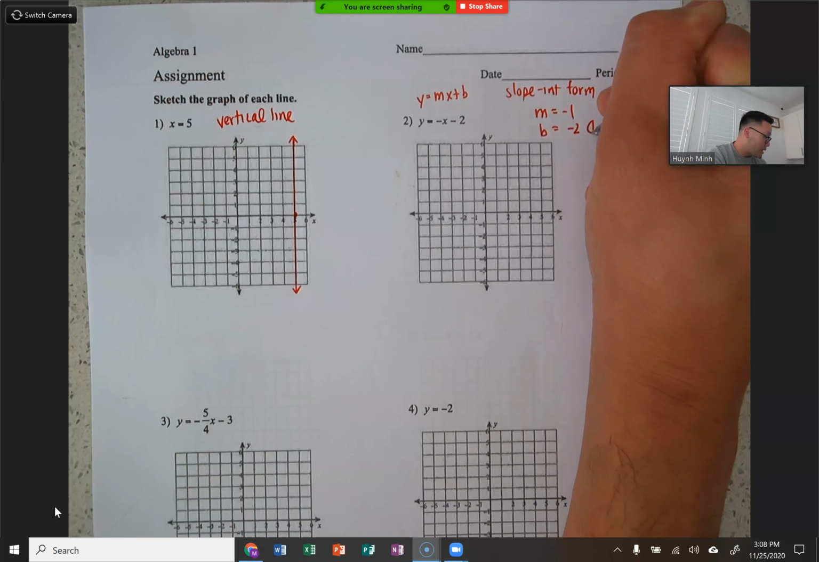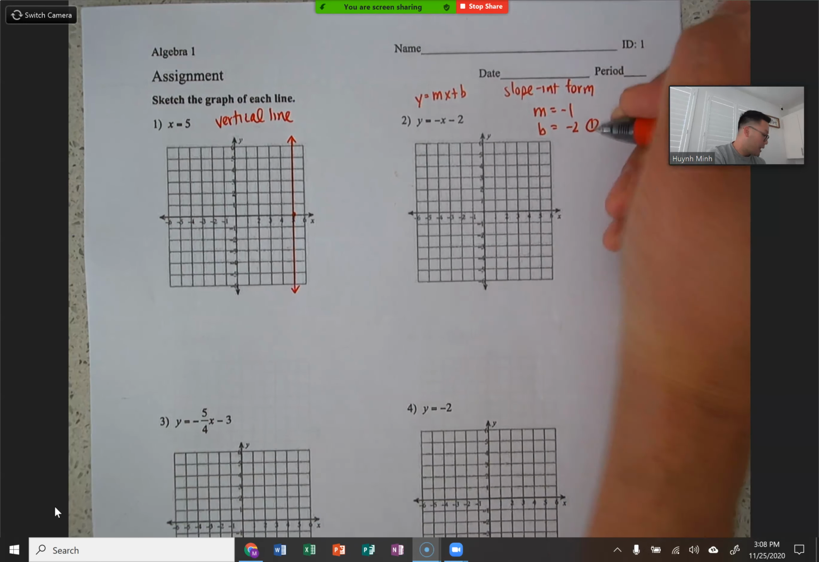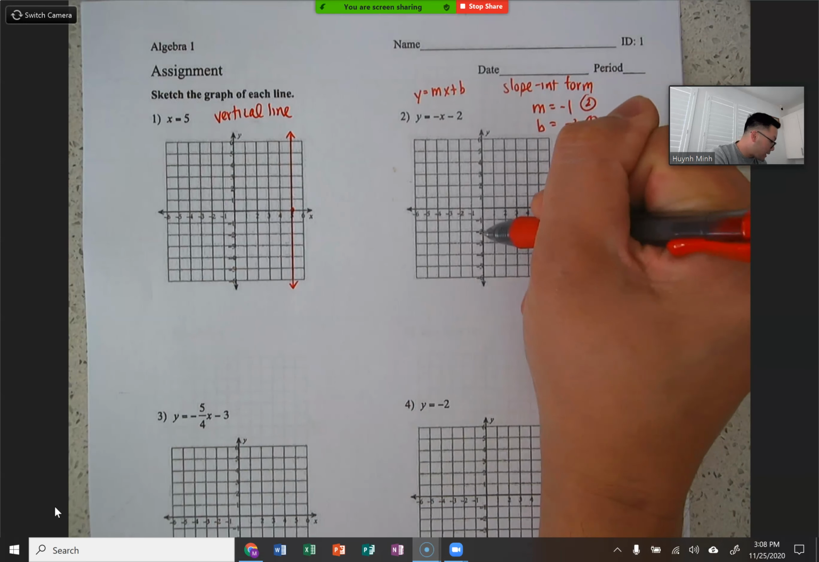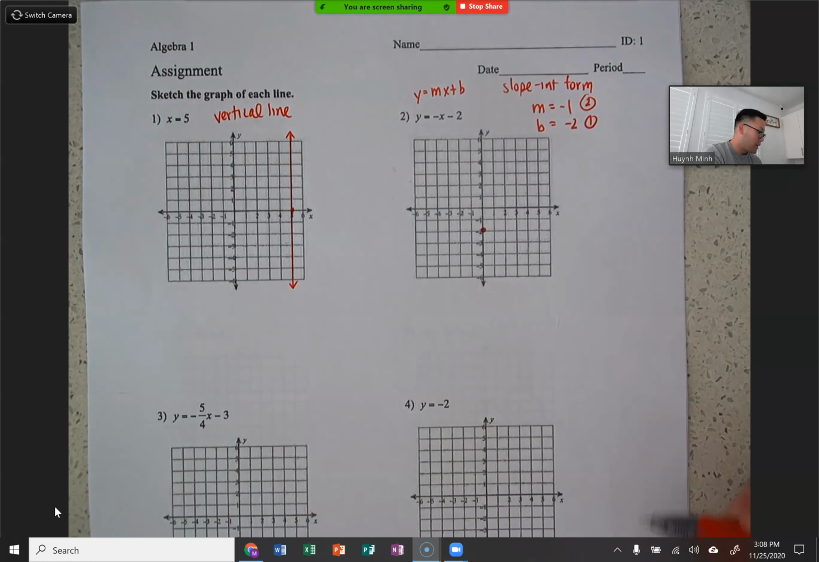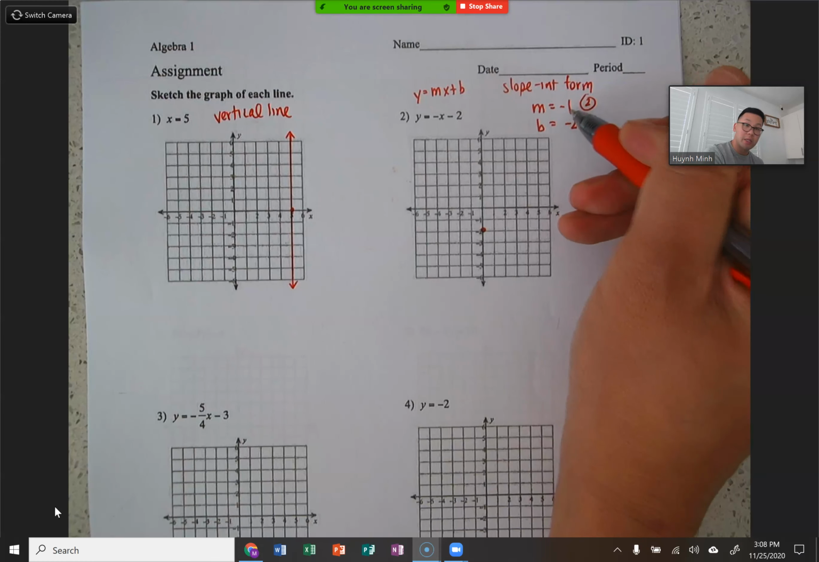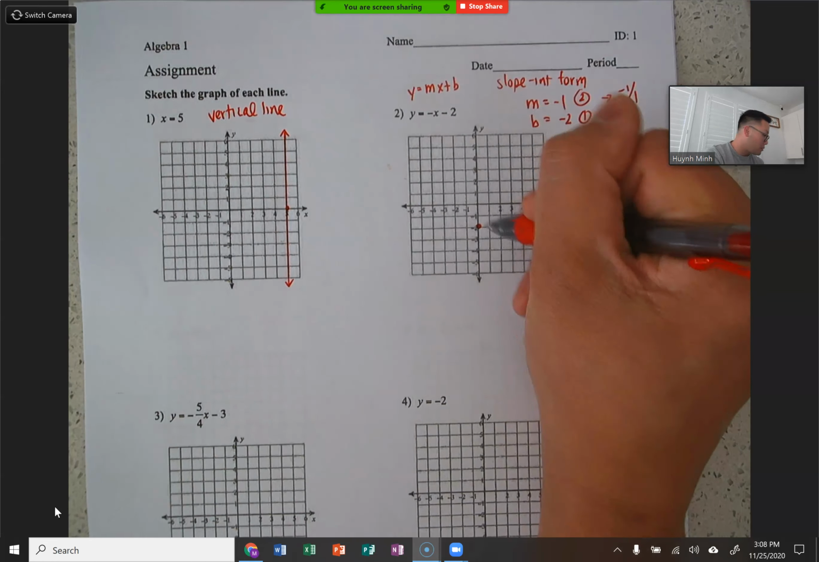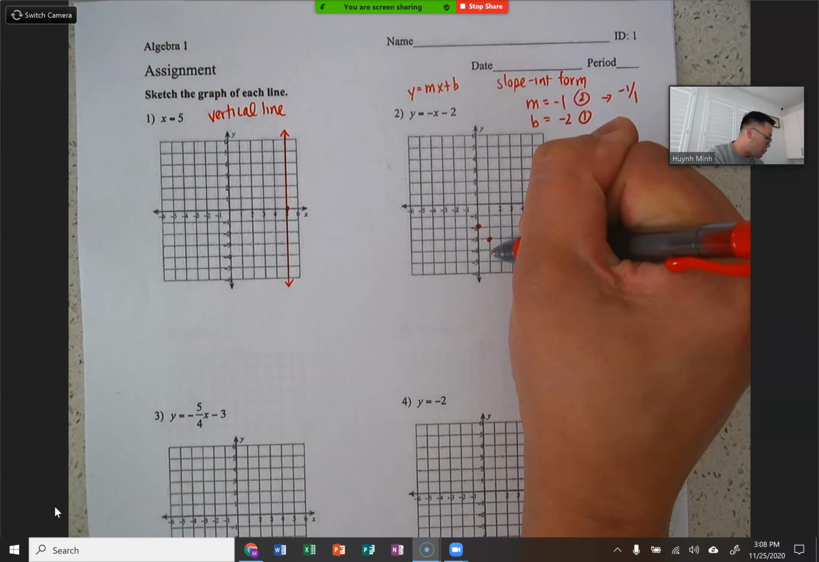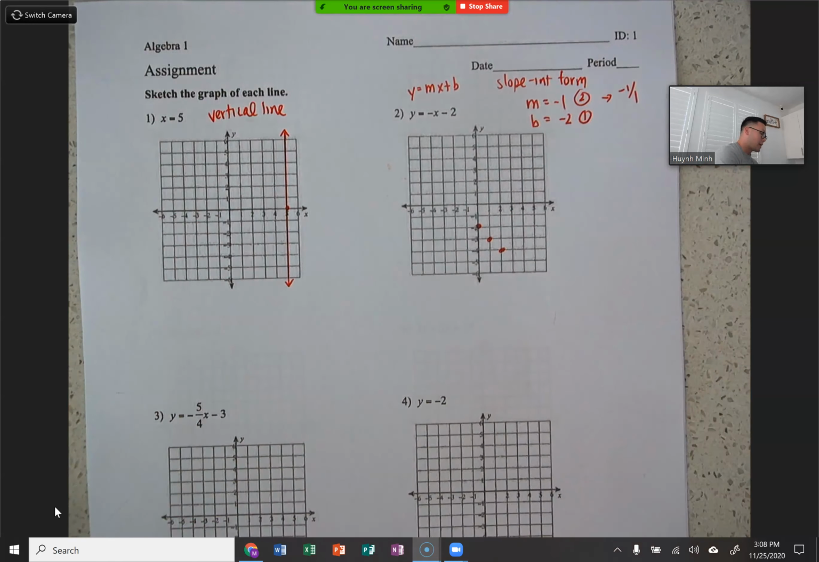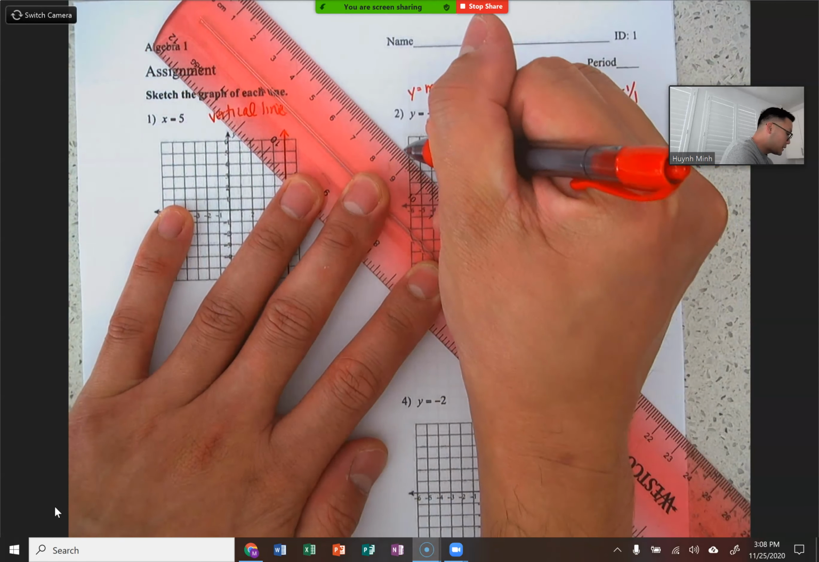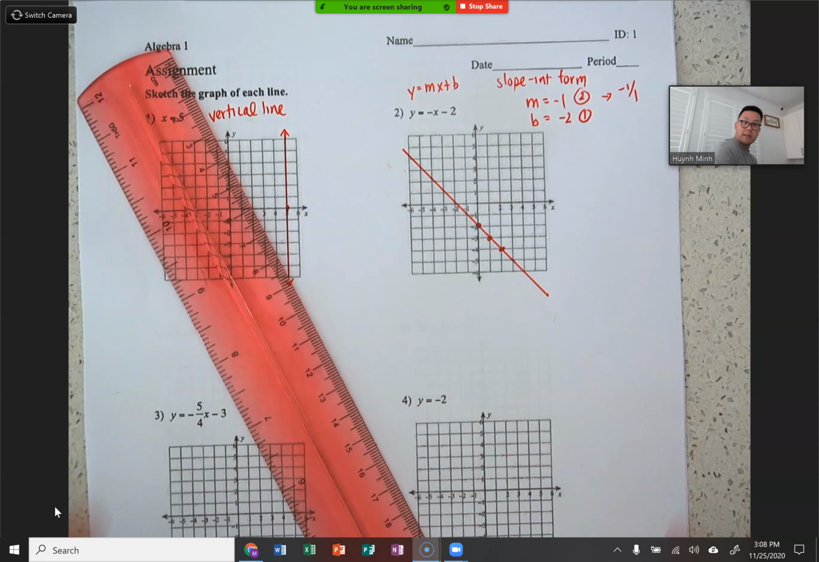We graphed the y-intercept first, and then we graph the slope. So that 1 is going to be -2. And then for this slope right over here, you can change it into a fraction of -1 over 1. So I'm going to go down 1, right 1, down 1, right 1. And so when I connect those two, or 3 I should say, since it's 3 points, that's going to be it.